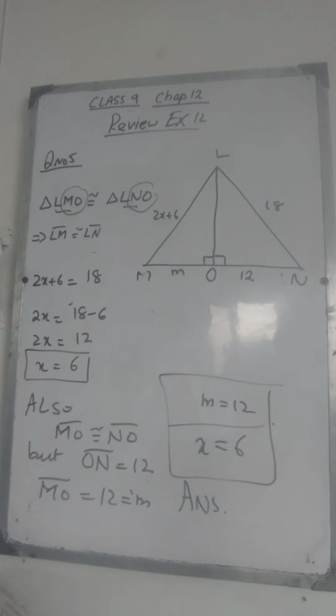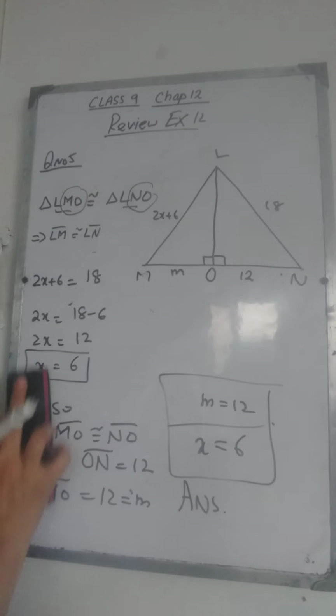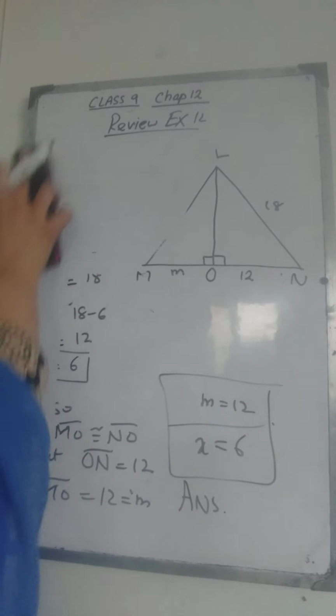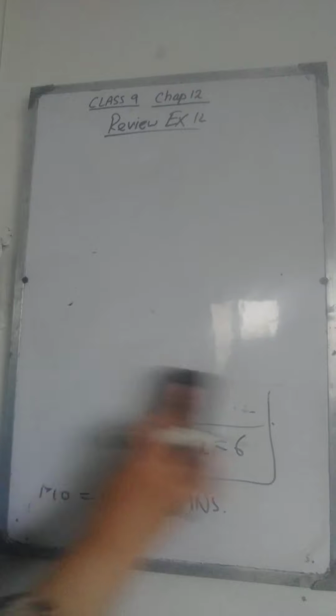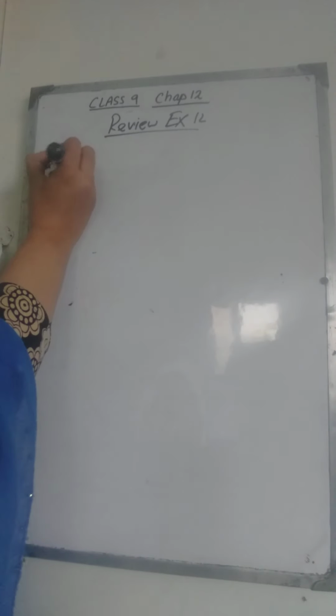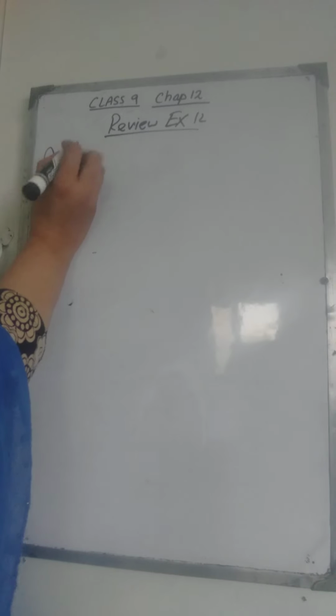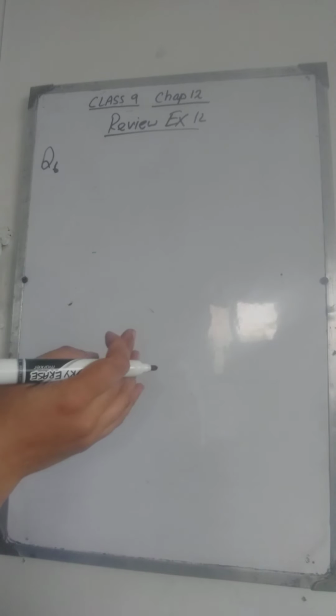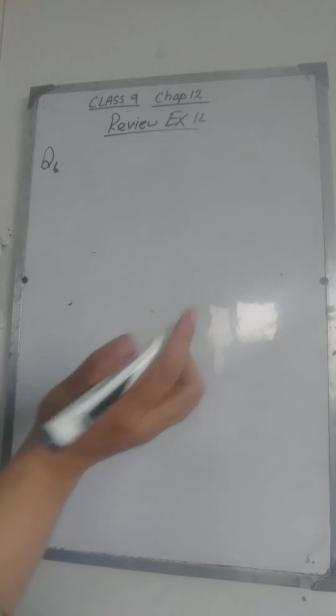This completes the question. Now let's move to the solution of the next question, question number 6. Question number 6 is that CD is the right bisector of the line segment AB.